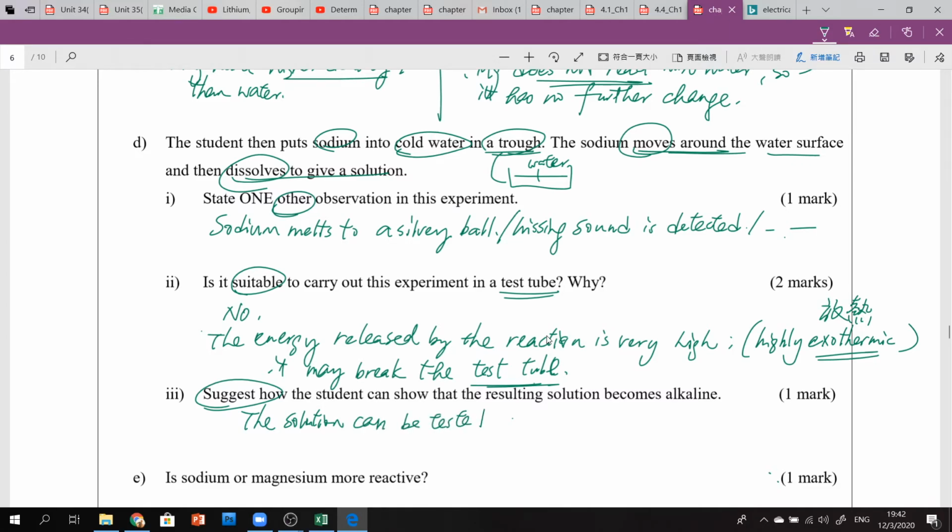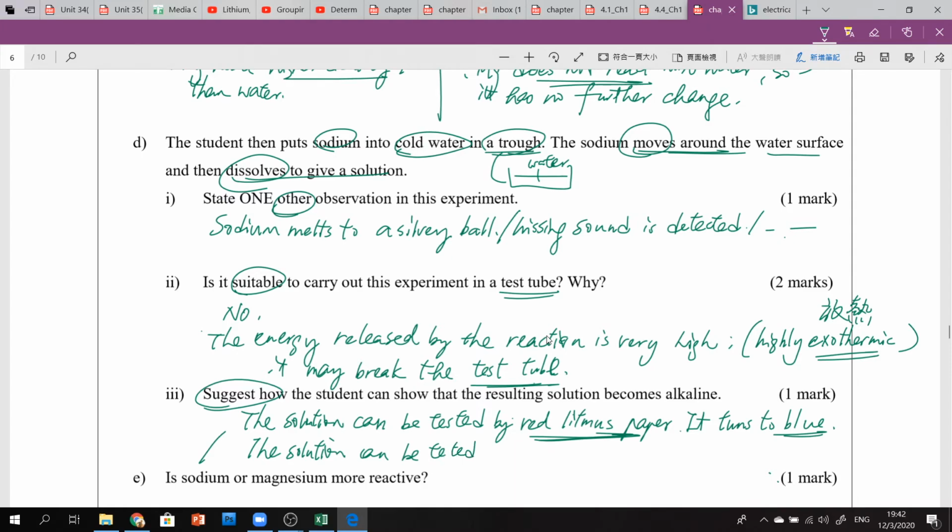Yes, you may refer to the concept in Form 2. Tested by the red litmus paper. So it turns to blue. Okay, they will turn red litmus paper blue. Of course, you may think of a similar way to do it by testing the solution with, for example, pH paper, right? So a similar observation will be seen because it turns the paper blue as well.